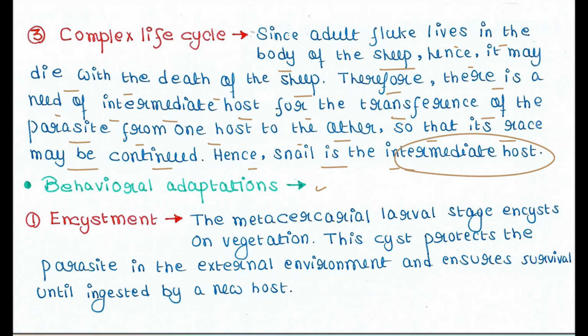Then it is behavioral adaptation. Encystment. The metacercarial larval stage encysts on vegetation. This cyst protects the parasite in the external environment and ensures survival until ingested by a new host. So they have the hard cyst, that is a protective structure that helps them to survive in the external environment.